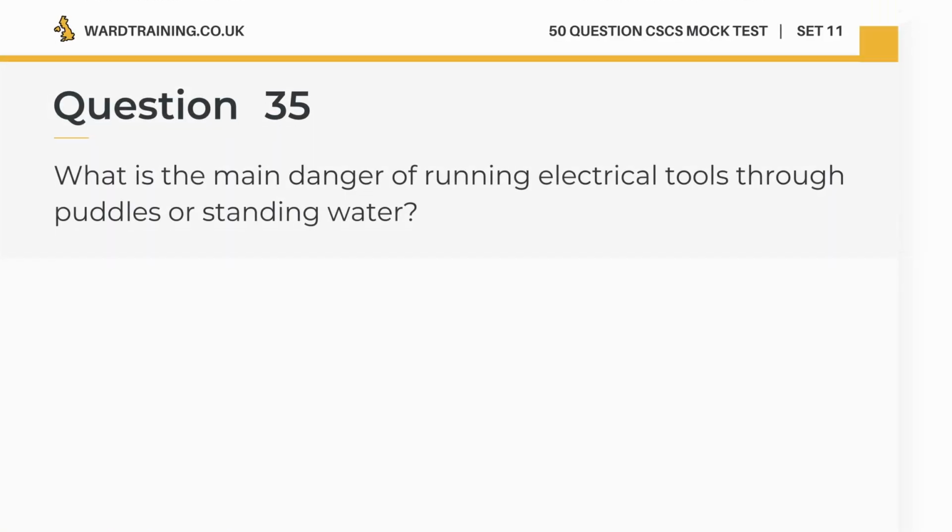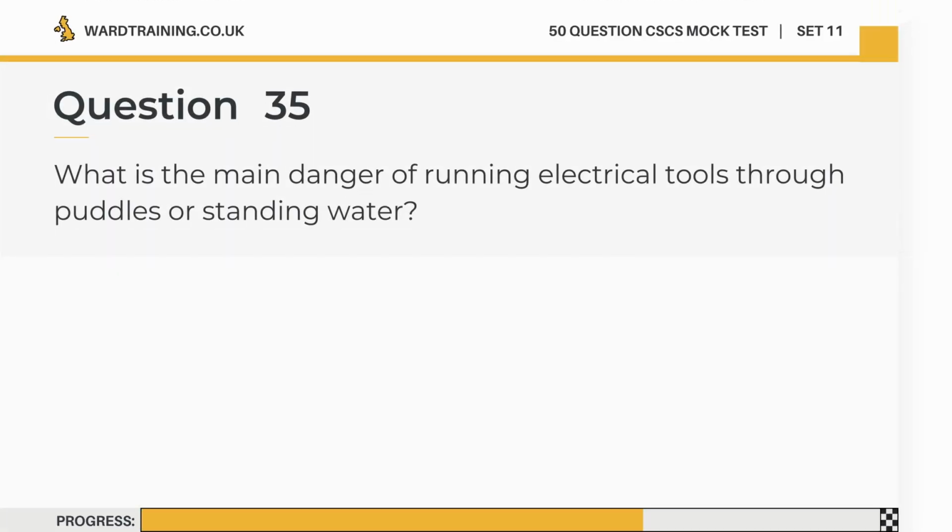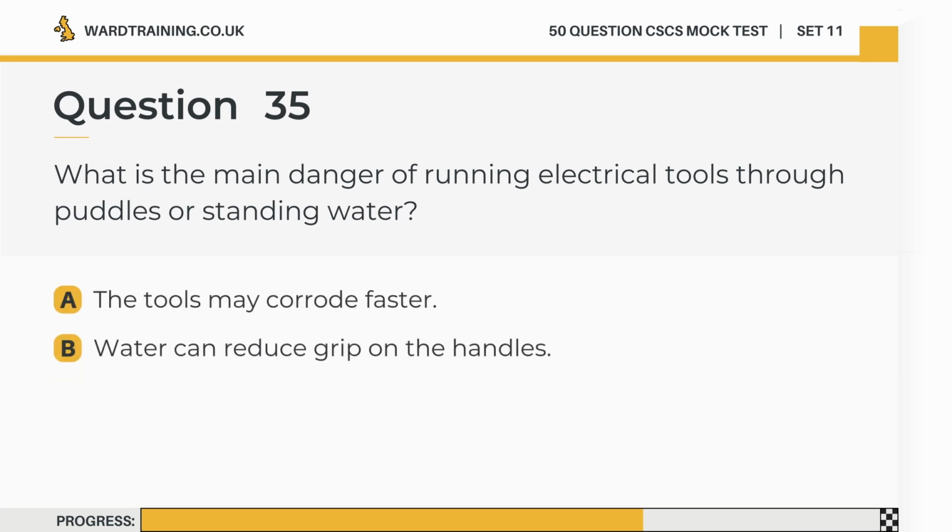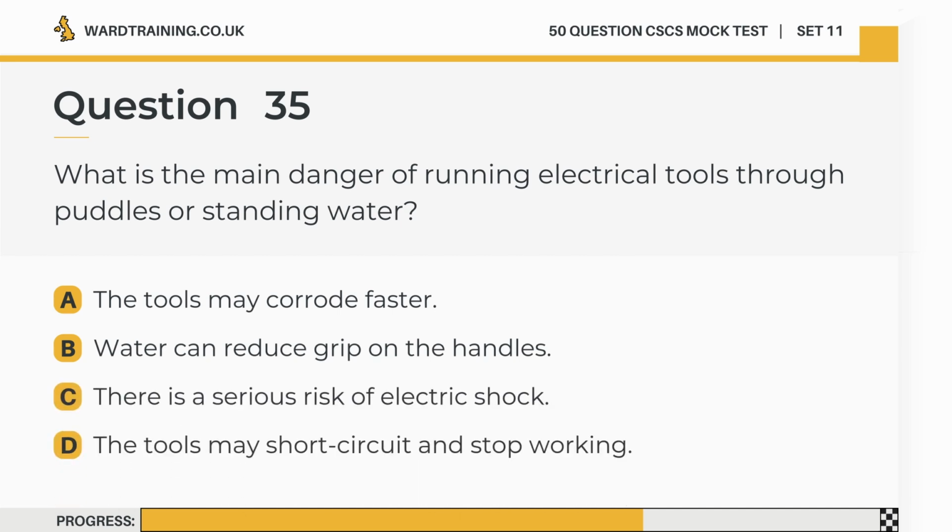Question 35. What is the main danger of running electrical tools through puddles or standing water? A. The tools may corrode faster. B. Water can reduce grip on the handles. C. There is a serious risk of electric shock. D. The tools may short circuit and stop working.